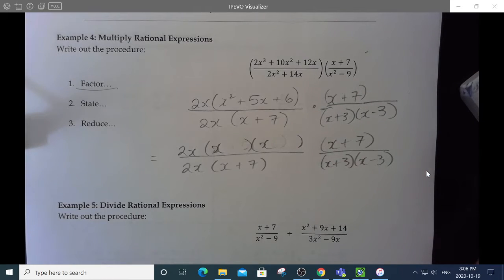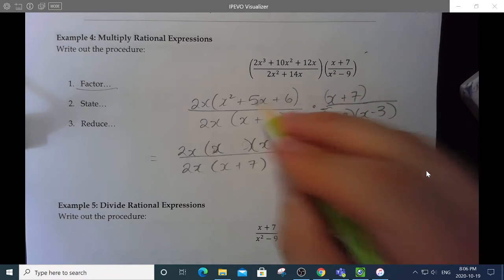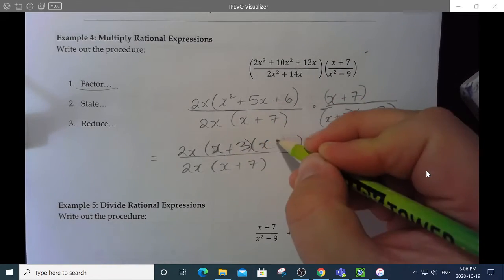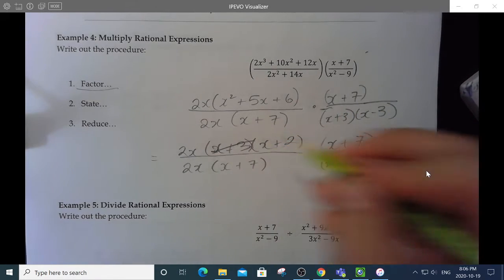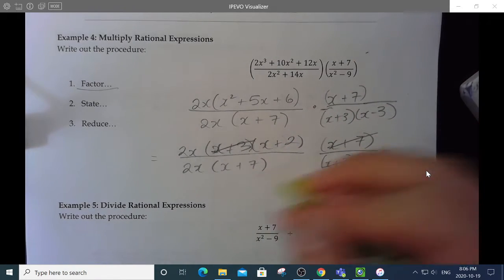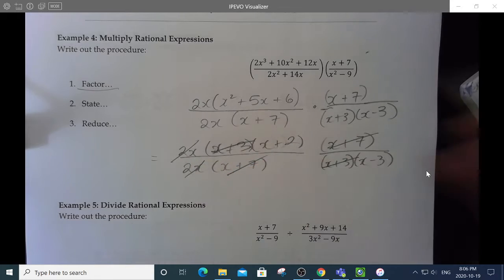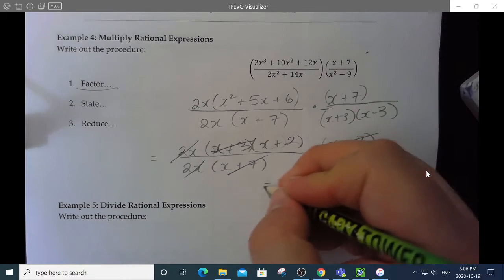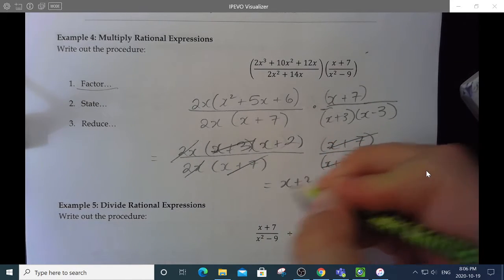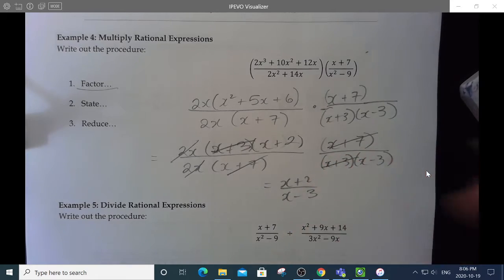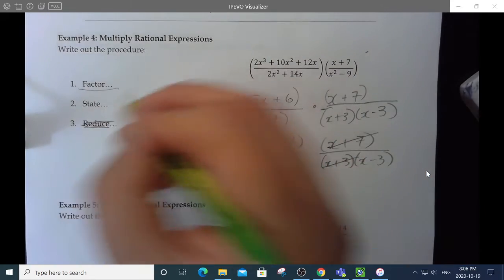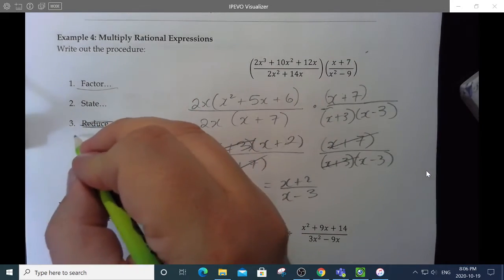Okay, sorry for my messy writing. What two numbers times to make 6 and add to make 5? Plus 3, plus 2. That and that are factors that cancel, that and that are factors that cancel. 2x divided by 2x is 1. I am left with x plus 2 over x minus 3. And that is my reduce, and I hate the word reduce. We're not supposed to use the word reduce, we're supposed to use the word simplify.